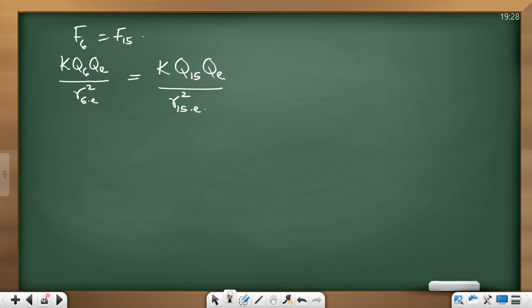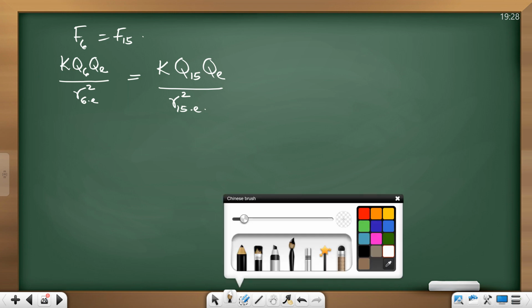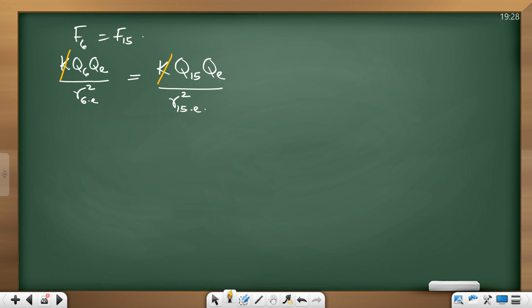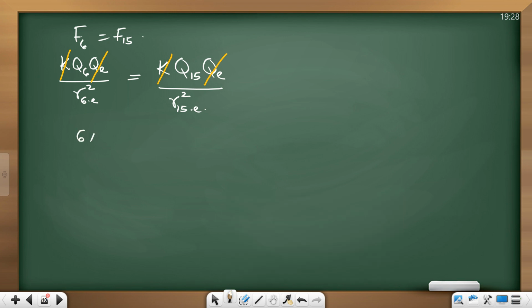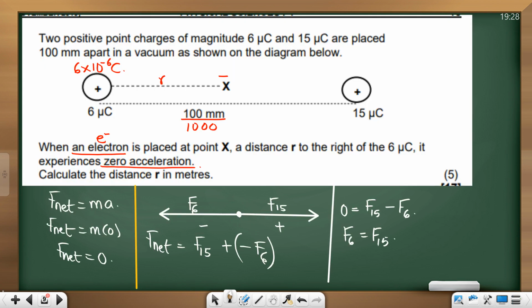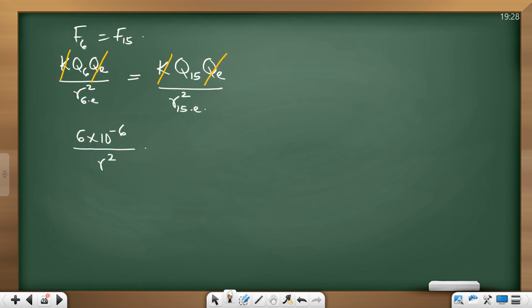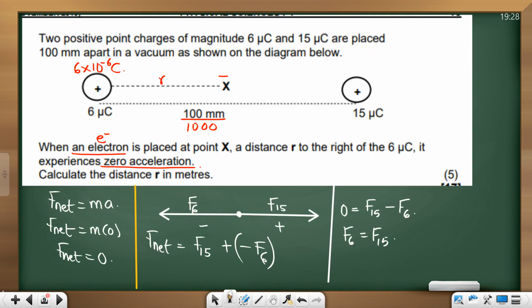Okay, guys, I want us to be smart. Get to a point like this. I have K on both sides. It can cancel out. It's mathematics. What else can cancel? Charge on the electron. What do I have? Q6, 6 times 10 to the power negative 6 over the distance between the 6 and the electron, r. Okay, and that's what we are looking for. But it's r equals 15 times 10 to the power negative 6. What is the distance between the 15 and the electron?